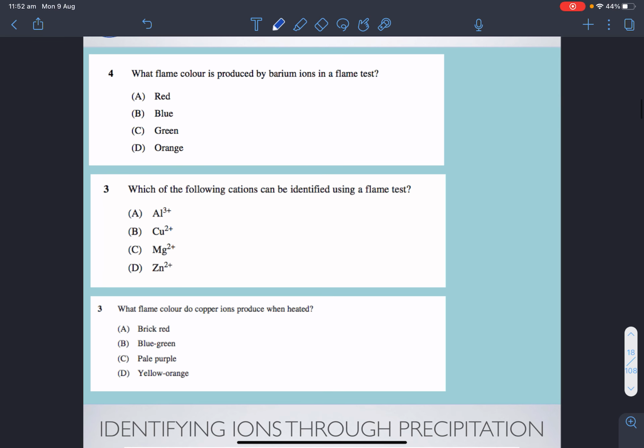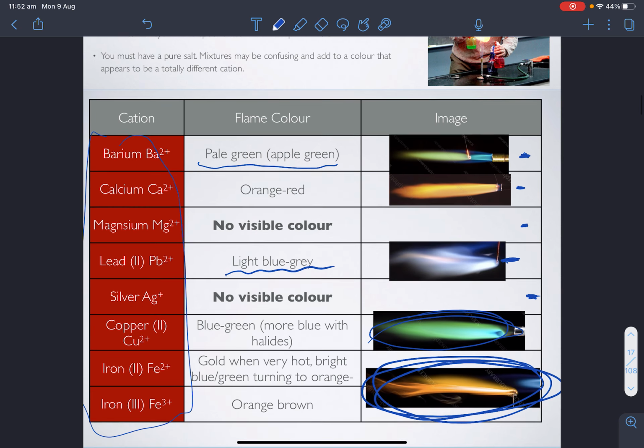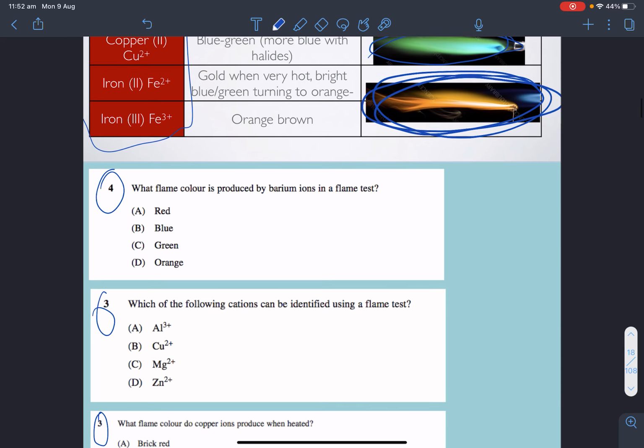All right. Some nice simple past HSC questions. Notice they're very early on in the multiple choices. They're some of the simple, nice "do you know this or not" questions too. So what flame color is produced by barium ions in the flame test? Barium was up the top. You're getting a pale green.